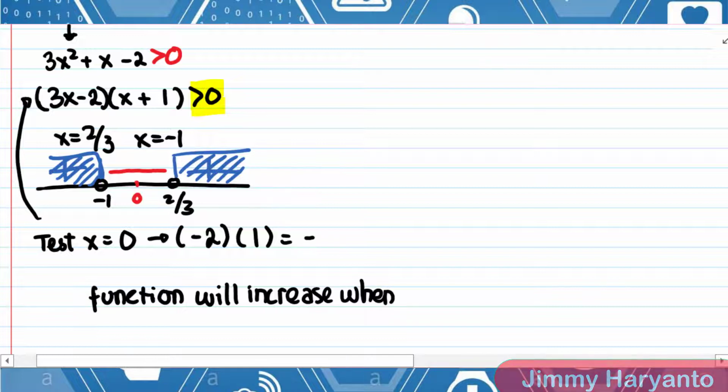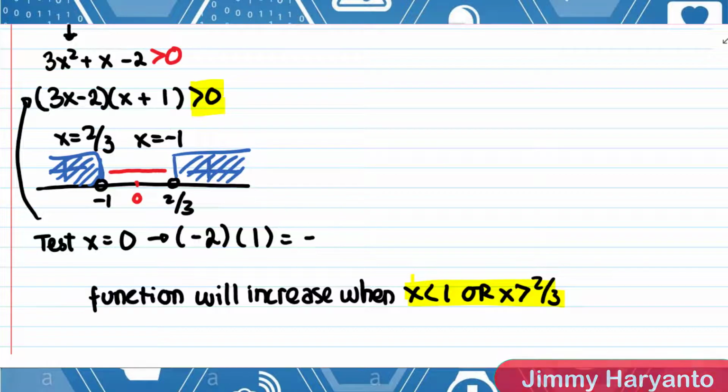when x is less than 1 or x is greater than 2 over 3. This one is important later when you want to draw a graph, a curve. It is only a little bit important, because without this calculation you can still graph the curve easily using another method, but this one completes the steps. Okay, so the function will be increasing when x is less than 1 and x is greater than 2.